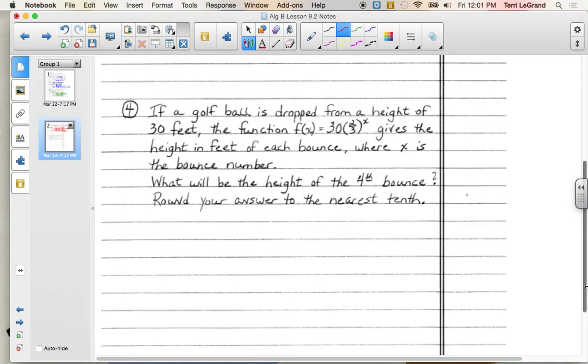So height in feet is our x or our y value? This is really our y value, also known as f of x, right? And x is the bounce number. It's always important to make sure you understand what your variables are, especially your x. What's it representing? Take the time to read that.